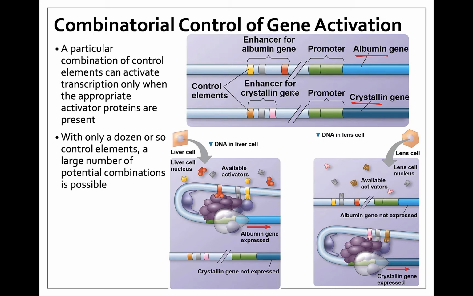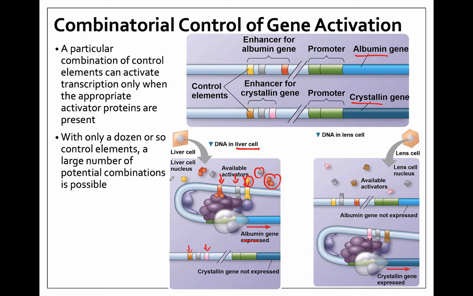Both of these cells have both of these genes because we all started as one single cell that just got cloned. So in the liver, we see that the albumin gene is expressed. Here are the enhancers for the albumin gene. We've got yellow, gray, red. And the available activators are yellow, gray, and red. So those are going to combine to the correct enhancers, mediator proteins, and then eventually transcription factors to transcribe the albumin gene. We do not see brown or pink.